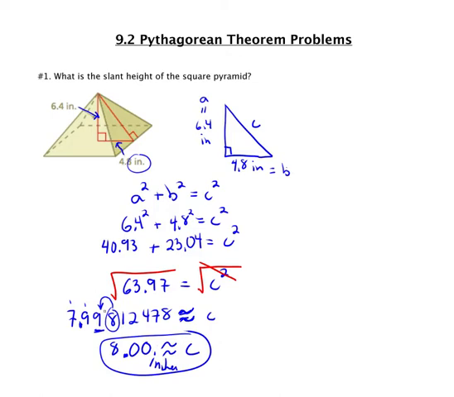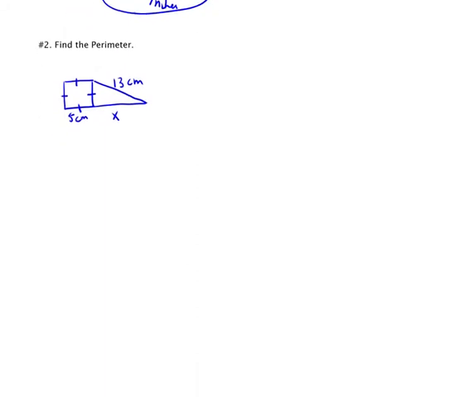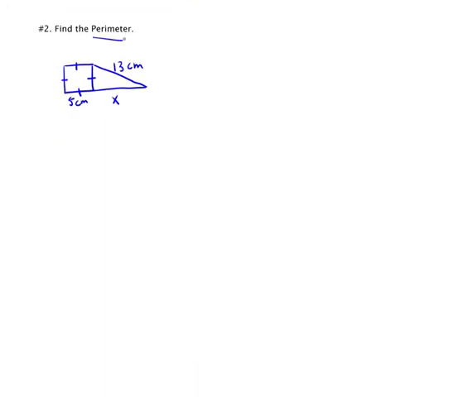Because of the rounding here, it's not exactly 8, it's 7.998, and that is close to 8, but not exactly 8. Now, if we have a different problem, and this one says find the perimeter. So perimeter means around the outside.